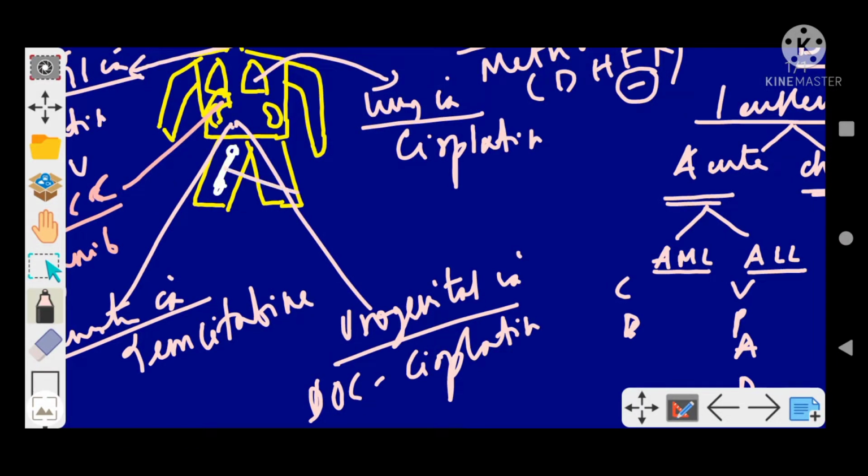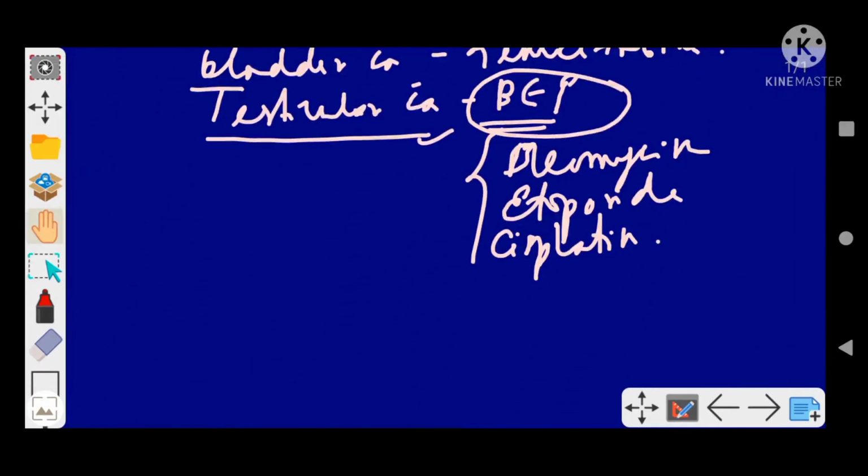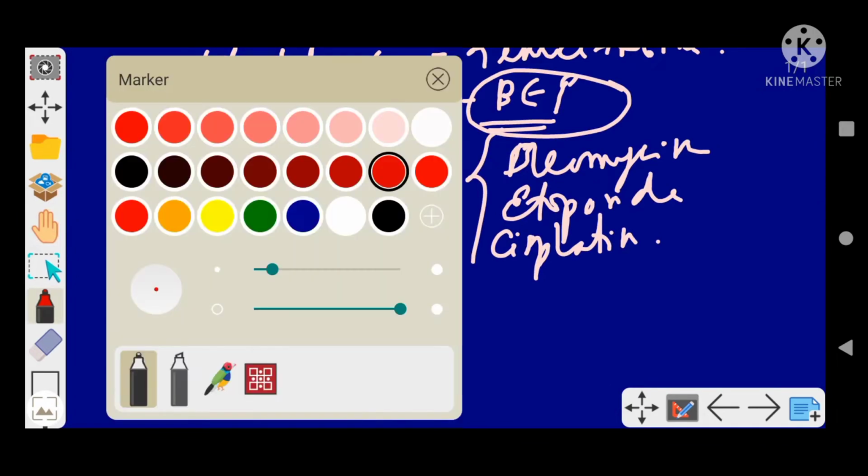Now as you can see here, I made a bone, correct? So this is your osteosarcoma, and the drug of choice here is cisplatin, doxorubicin, then methotrexate. I am writing the short forms. Cisplatin, doxorubicin, methotrexate, ifosfamide. So you can make a combination of any two regimens, correct? This and this is often preferred, but you can use any two. Other cancers I have to discuss separately.